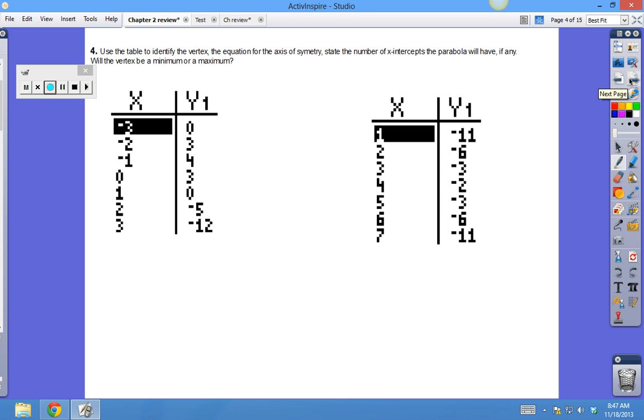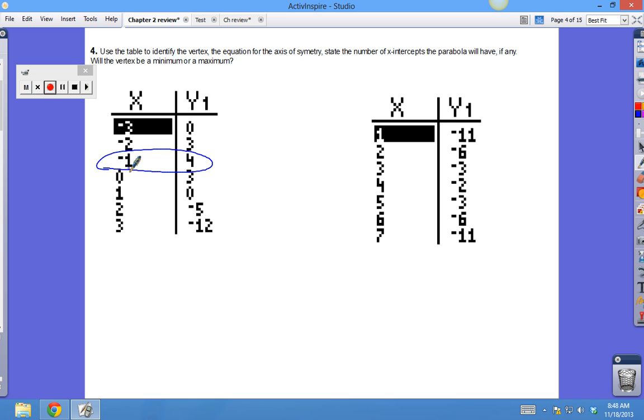Okay, can you stare at the table and find the vertex knowing that this is a quadratic? So I guess you assume it's quadratic, and the vertex should be right here. So it looks like it's, what are we doing? Growing? And it turns around right here and starts to shrink.